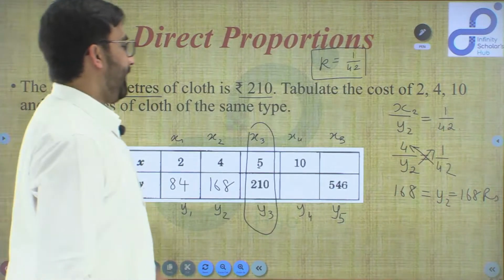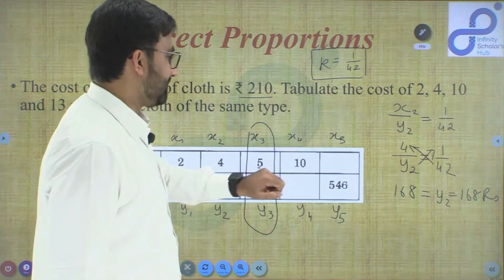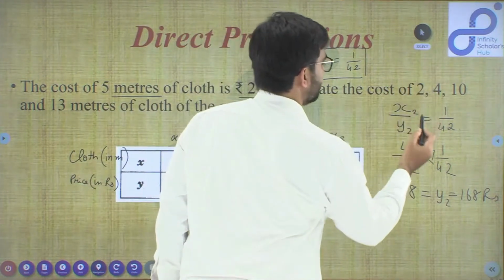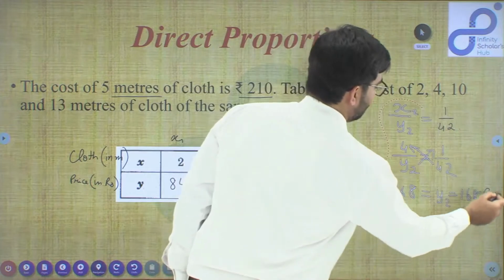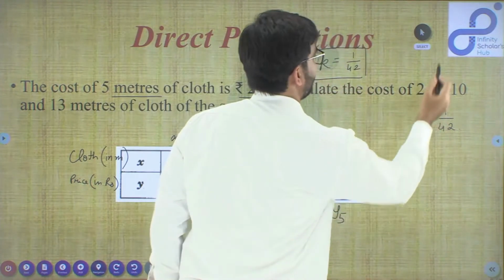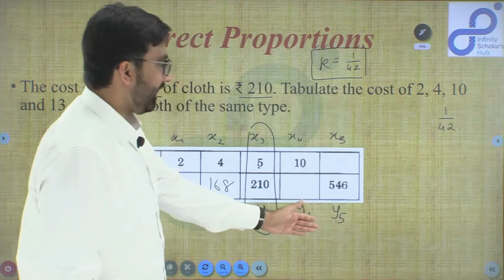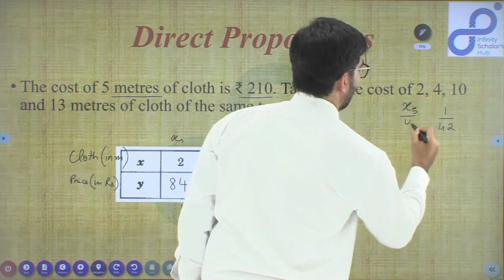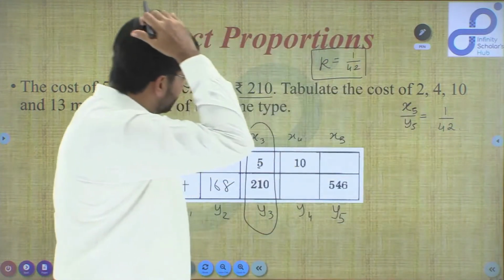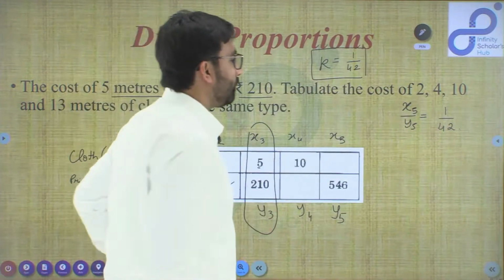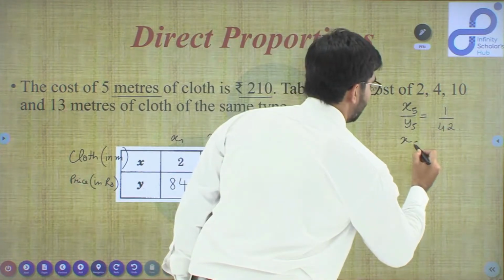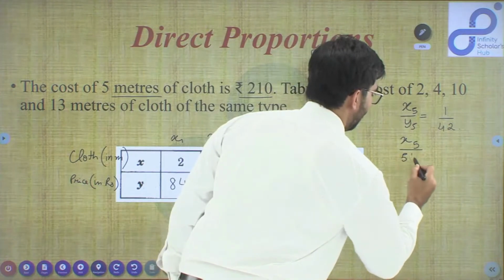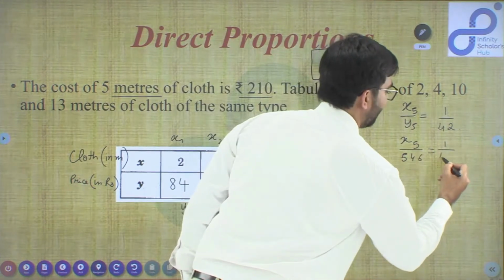Now let's directly see the last column where you have to find out x5. y5 is given to us and we have to find out x5. So again the same condition, we know that x5 upon y5 is going to be equal to 1 upon 42. So x5 upon y5 is equal to 1 by 42, right? Now in this case we do not know x5, so I will keep x5 as it is upon y5, which is 546. So I'll write x5 upon 546 equals 1 upon 42.